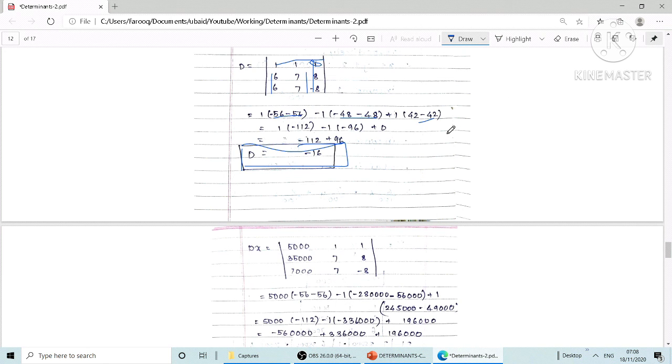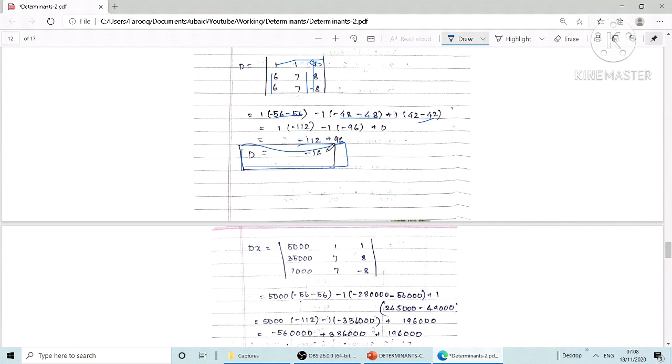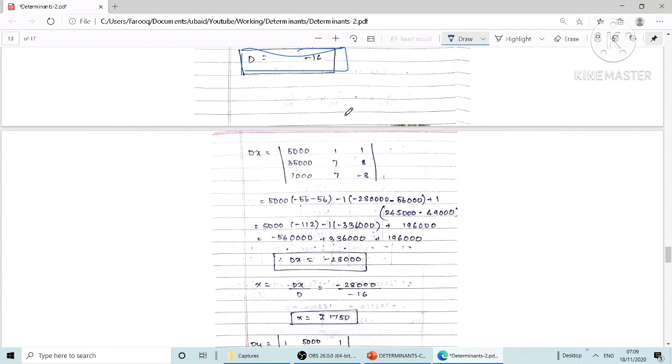Then again we have to find dx. Here, in place of a1, a2, a3, we have to put the values of d1, d2, d3, and the values of d1, d2, d3 are 5000, 35,000 and 7000. Here also I have not done that cross multiplication. Copy this number 5000 as it is down, hide first column and first row. What is left? 7 and 7 is left, 8 and minus 8 is left. When we cross multiply, 7 into minus 8, minus 56, 7 into 8, 56.